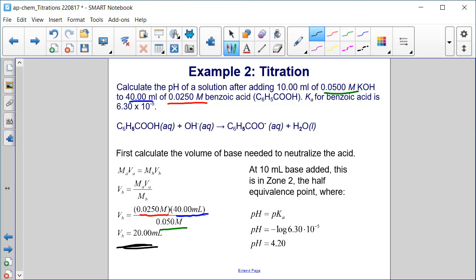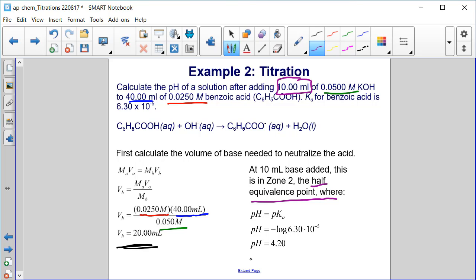Why is that important? It's important because we have to know where we are in our titration. Are we in zone 1? Are we in zone 2? Are we in zone 3? Okay, and so at the point that 10 milliliters has been added, which is where we are right here, you see how that's half? That's half of 20. So that's the half equivalence point in zone 2, which in example 1, we were able to show that the half equivalence point is special. That's the point at which the pH is equal to the pKa. That's something you should be able to recognize.